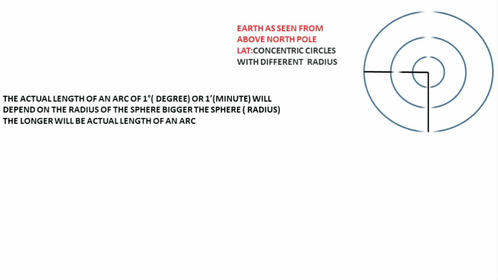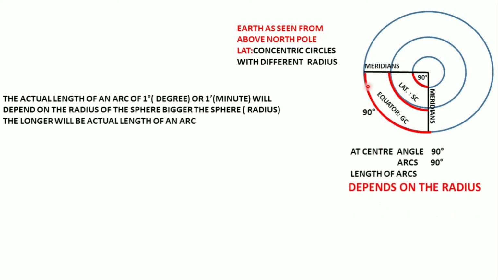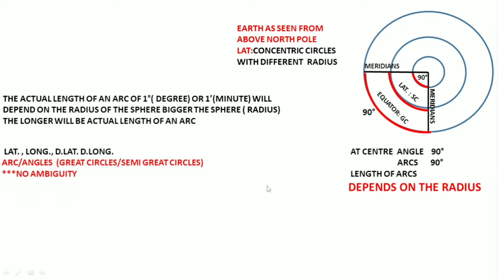What I'm trying to show you is the Earth seen from the top of the North Pole, and this is the greatest possible circle, which is the equator, and these are small circles which are your parallels of latitude. Now, if I was making an arc of 90 degrees, an angle at the center of 90 degrees, in all these three circles the angle subtended at the center is 90, but the arc varies depending upon the radius from the center. Of course, when we talk about latitude or longitude, we are talking in terms of meridians or the equator, which are great circles. So there is no ambiguity about the size of the arc.